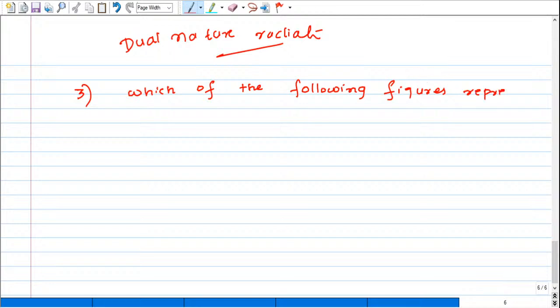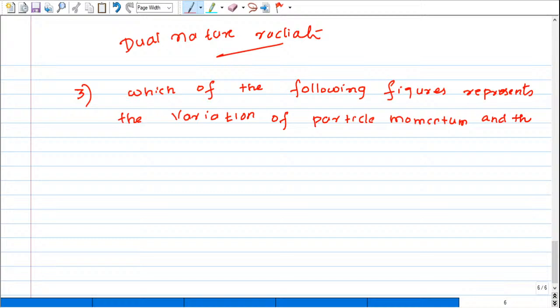represents the variation of particle momentum and the associated de Broglie wavelength?